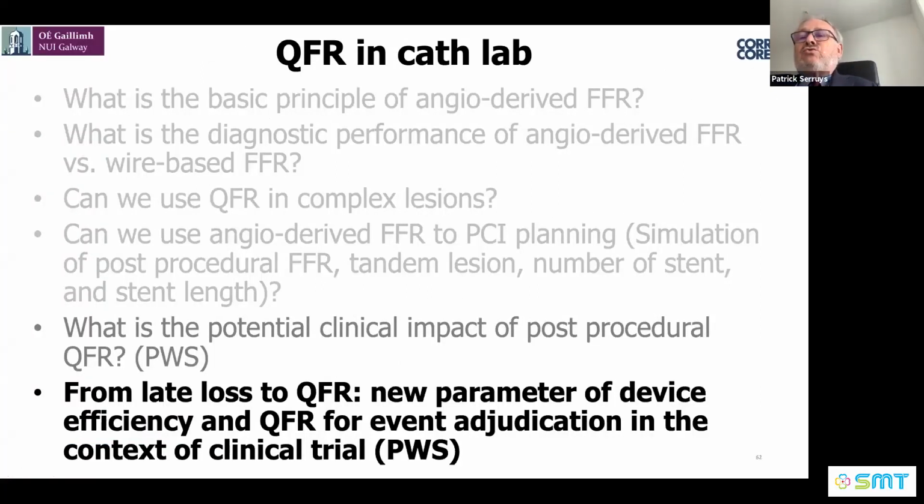From late loss to QFR, I will not talk specifically about the late loss, but what is important for us is that QFR is a new parameter of device efficiency and is used now for event adjudication in the context of clinical trials. That's very important. We have a few papers on that next.